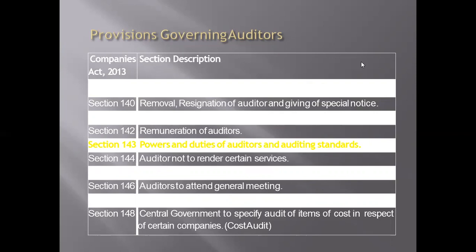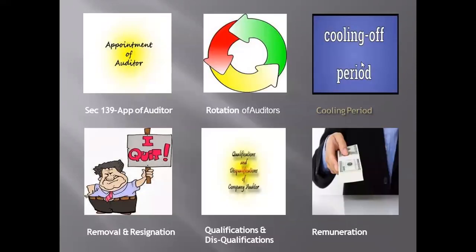So, along with the appointment, the removal, the resignation, and remuneration, there are some powers and duties of the auditor which they should do for the company. Now these are the basic things under the 140 sections, starting with 139, the appointment, then the rotation of auditors.